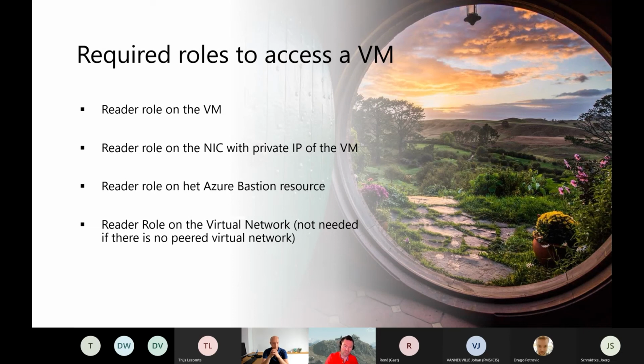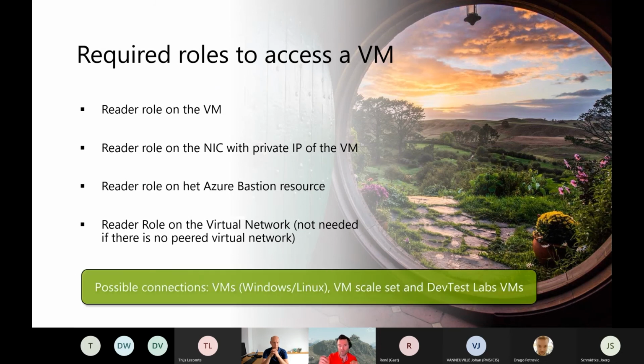Also good to know is that next to connecting to your Windows or Linux VMs via Bastion, you can also connect to all VMs in a VM scale set or even to the VMs in DevTest Labs. And at the moment, maybe also something important, you can have around 25 concurrent RDP connections and around 50 SSH connections. The number really depends on whether there are already ongoing RDP or SSH sessions, but the number would almost fit that.